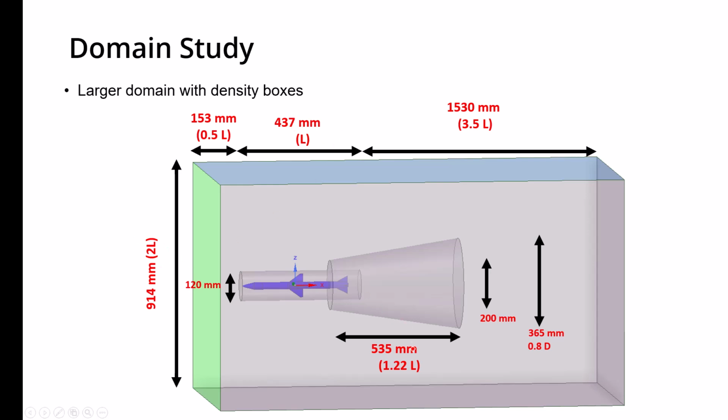Then the density boxes were included. One was just covering the body, with a diameter of 120 millimeters, and it started almost from the nose cone and ended some portion after the end of the body. The second density box started before the ending of the first density box, or body of influence, and its length was around 1.22 L, and the diameter varies to cover the wake region.